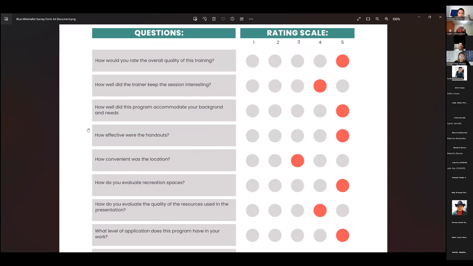How do you rate the overall quality of the training? My partner: the evaluation, excellent. And question two, how well did the training keep the session interesting? The evaluation scale 4. And how well did the program accommodate your background and needs? The evaluation rating scale 5.